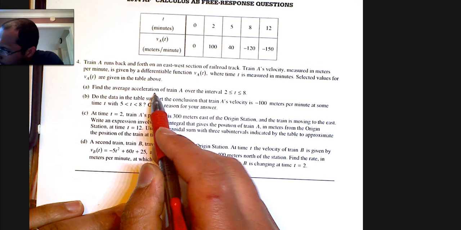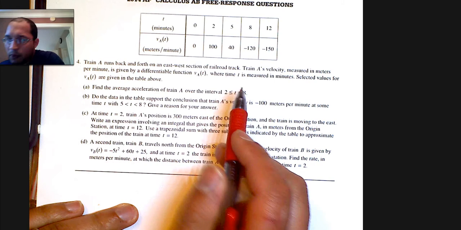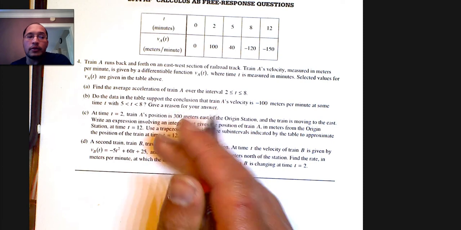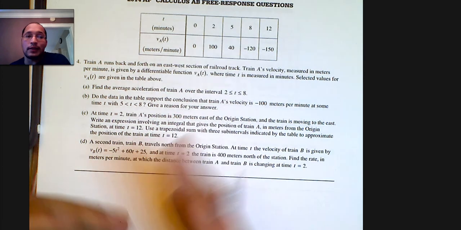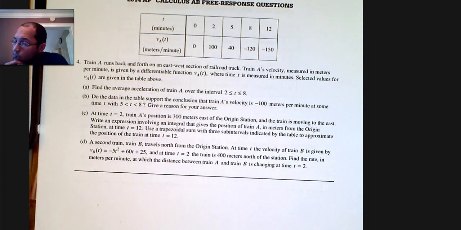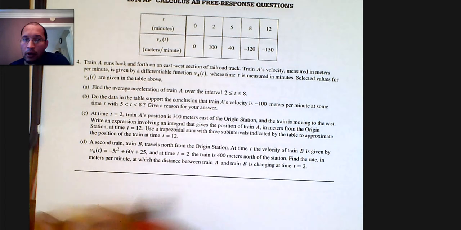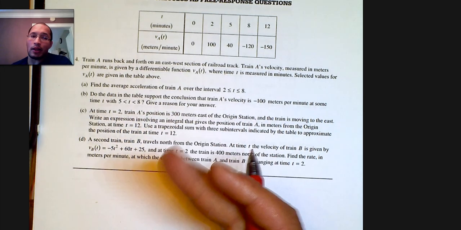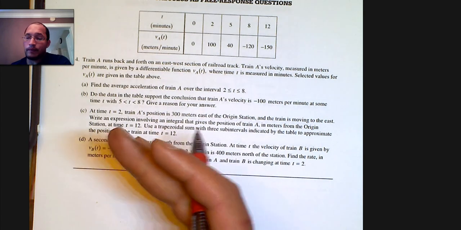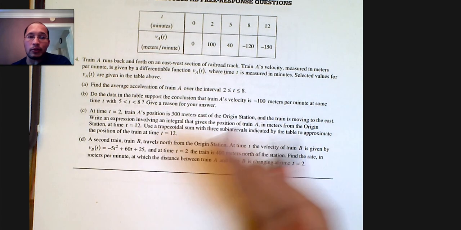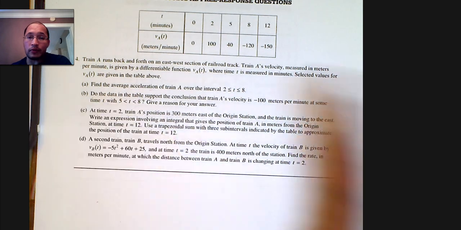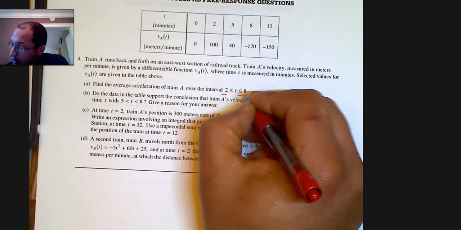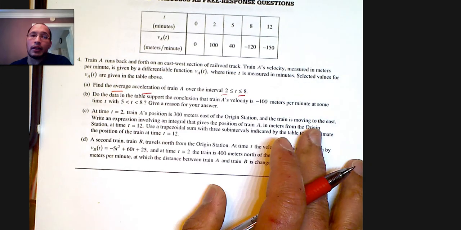Over the interval 2 to 8. All right, well, here's the deal. Basically, it's a slope. Average rate of change is the slope formula of the position function. Remember that? Average acceleration is the slope formula of the velocity function. So you take this slope formula from 2 to 8. It's the slope formula of the velocity function from 2 to 8 here. Average acceleration is the same thing as average rate of change.